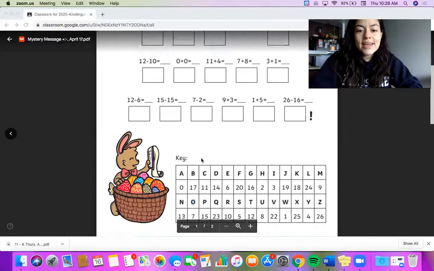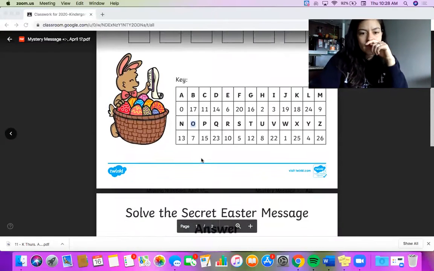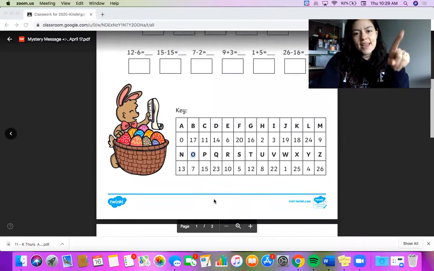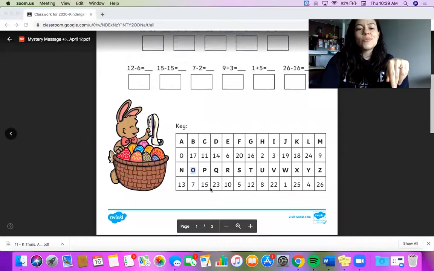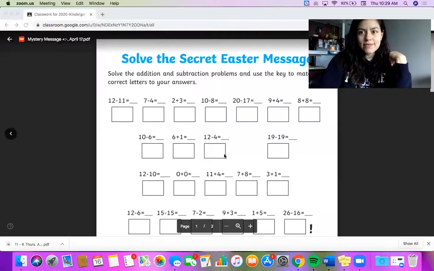Now, on the second page, there's the answer key. See, the answer key. So parents, make sure that your kids are not looking at the answer key. Keep that nice and hidden, and you can only show them the answer key once they have completed the message and solved for themselves.